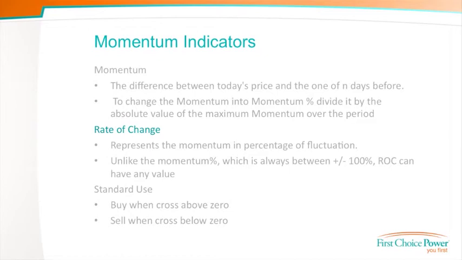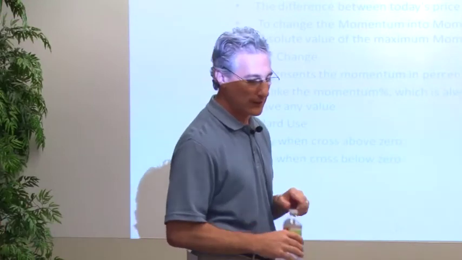The rate of change is really just looking at the momentum divided by the price as opposed to the momentum divided by the largest momentum number, right? So it's just looking at the momentum divided by the price of that many bars ago. I personally haven't found it overly effective for me.